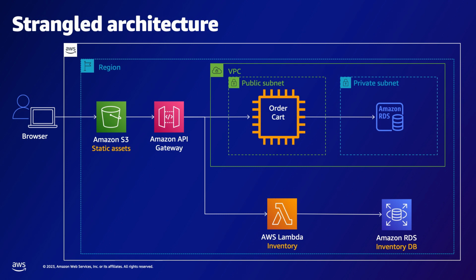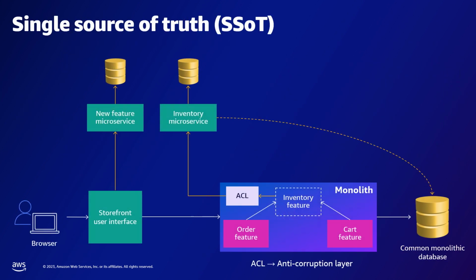The strangled architecture would look like above in the intermediate state. The inventory service is implemented using a Lambda function here, and it uses an Amazon RDS database. Order and cart features are still in the monolithic application deployed on an EC2 instance. Now the inventory microservice has been migrated out and it stores data in a separate data store, but the existing monolithic database is still being used by the monolithic application.